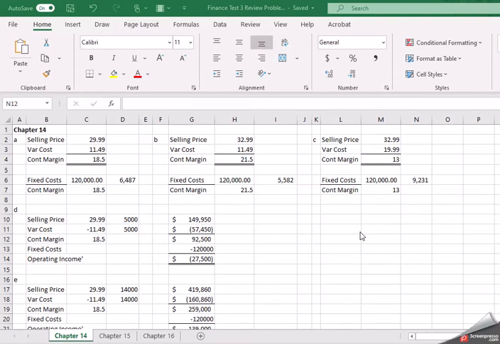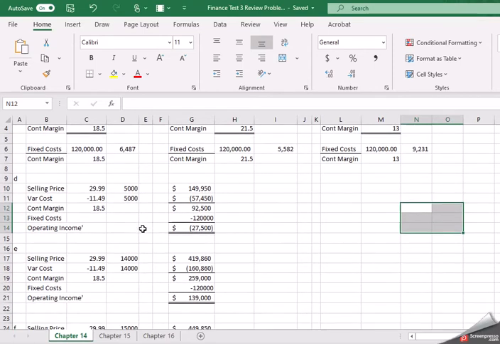Then D, we have calculate our operating loss if they sell 5,000 shirts. So you have the selling price of the $29.99 at 5,000 shirts gives us total sales. The variable cost of $11.49 times 5,000 shirts gives us variable costs total. Again, we're just multiplying those together. Subtract them to get to the contribution margin, and then subtract out your fixed costs. So you can see if they only sell 5,000 shirts, they're going to be losing money. And we knew that too because our break-even point was 6,487.